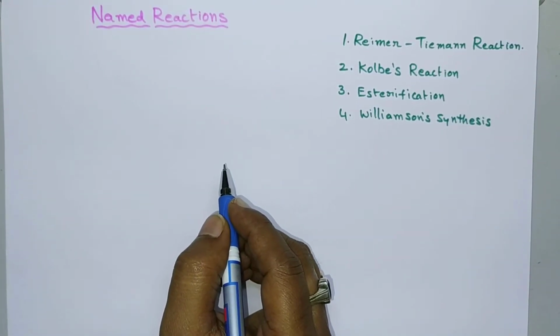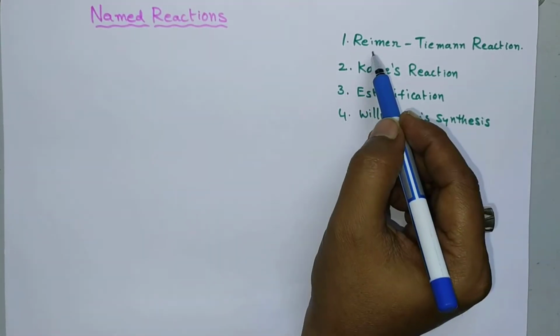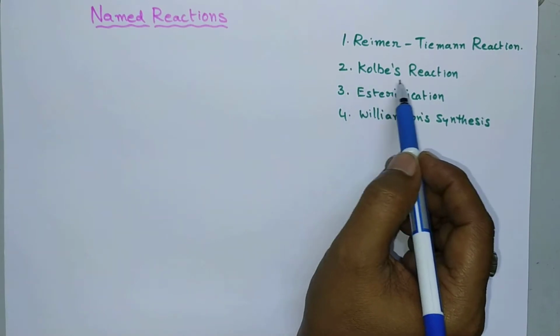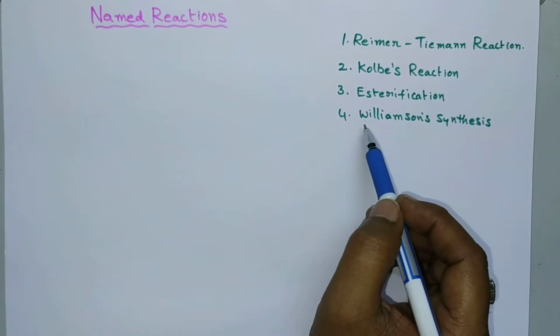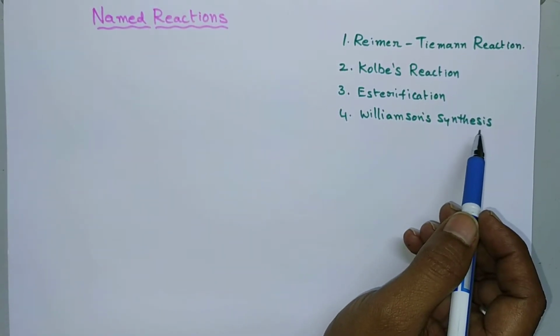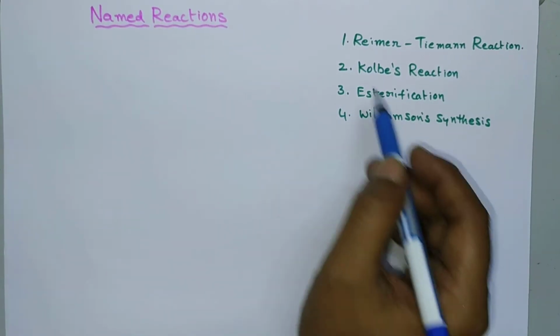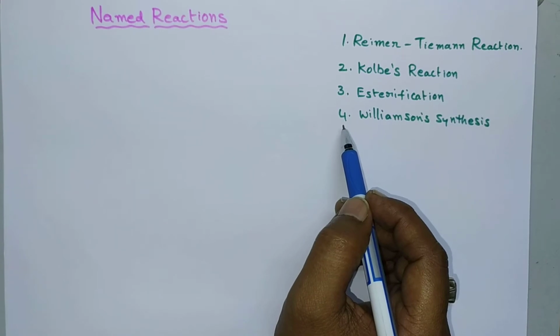In today's class we are going to discuss these four named reactions: Reimer-Tiemann reaction, Kolbe's reaction, esterification and Williamson synthesis. In the previous class we have already discussed some named reactions. So let us discuss these reactions.